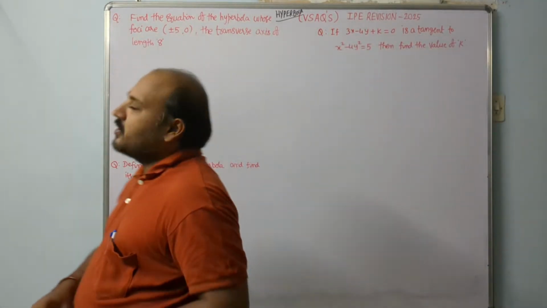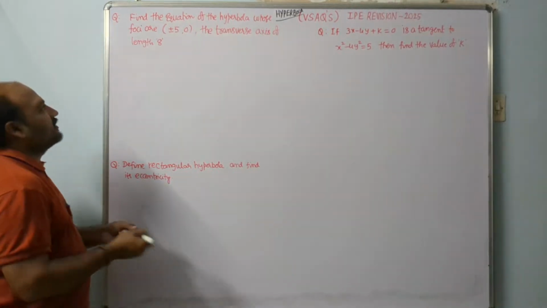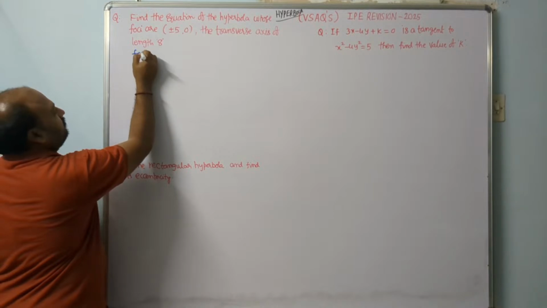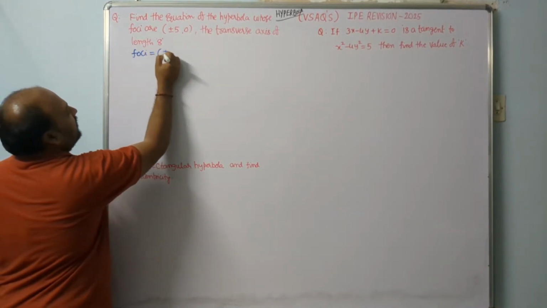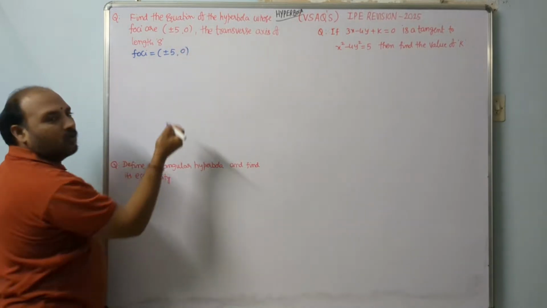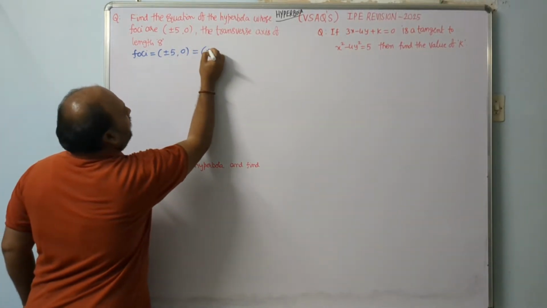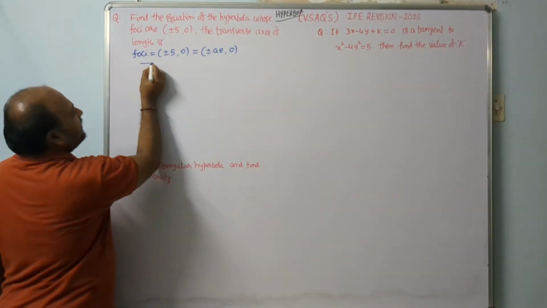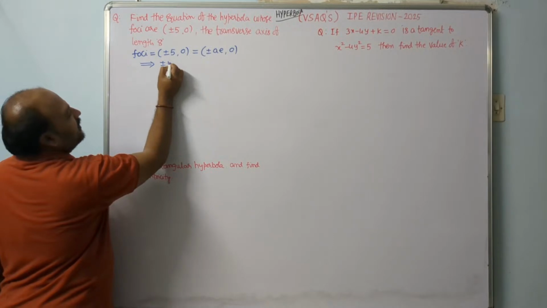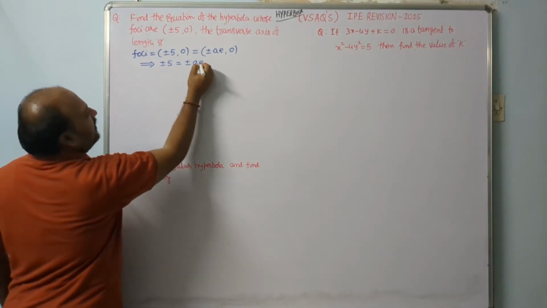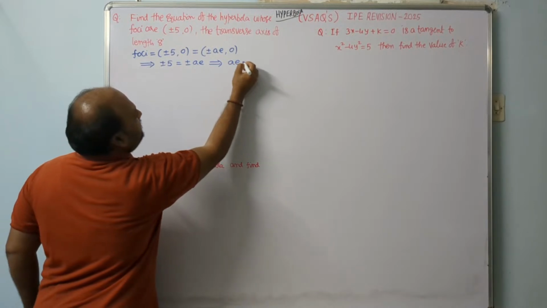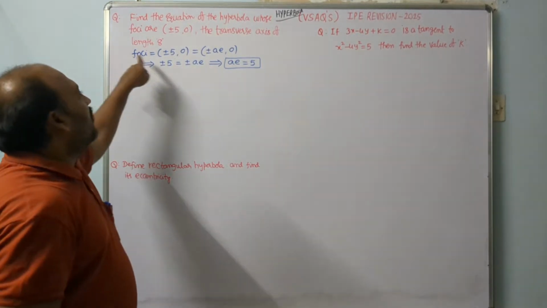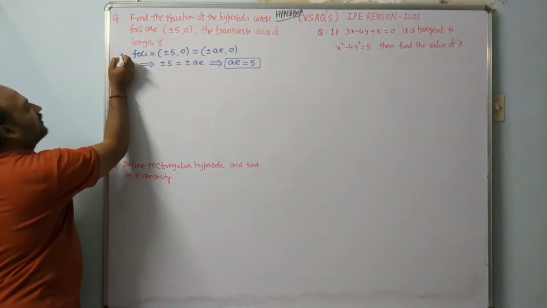Find the equation of the hyperbola. Foci are given. So, coordinates of foci are plus or minus 5 comma 0. Foci of the hyperbola are generally denoted by plus or minus ae comma 0. By comparing these x coordinates, plus or minus 5 equals plus or minus ae, that implies ae is equal to 5. Okay, dear students? I hope everyone understands. The foci coordinates are there, and from that we got it.